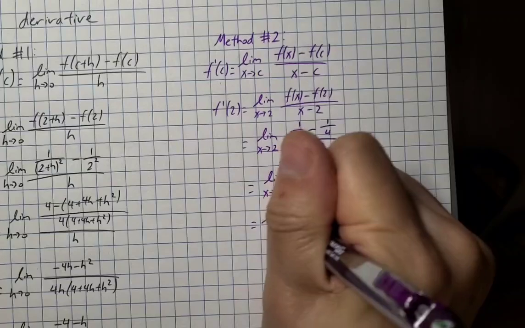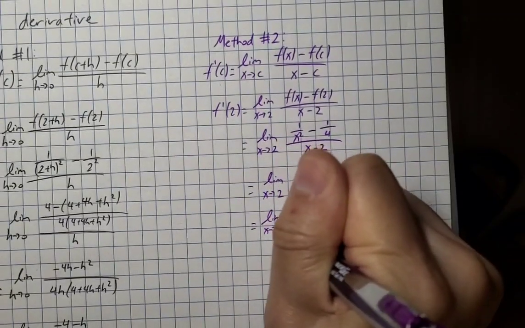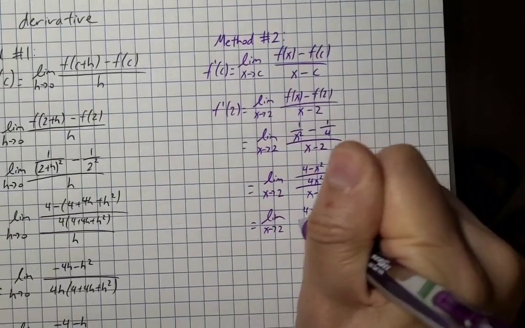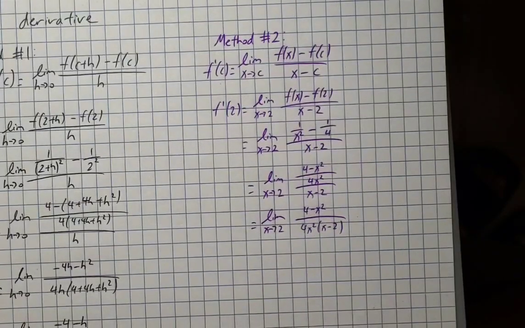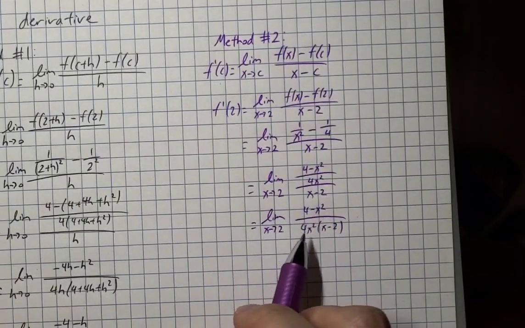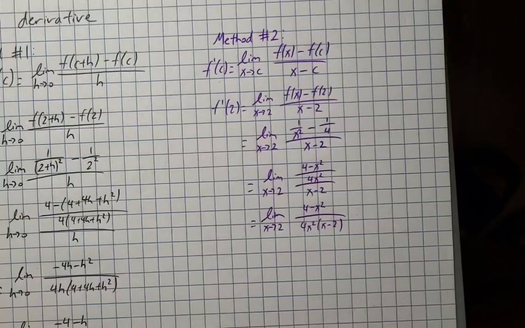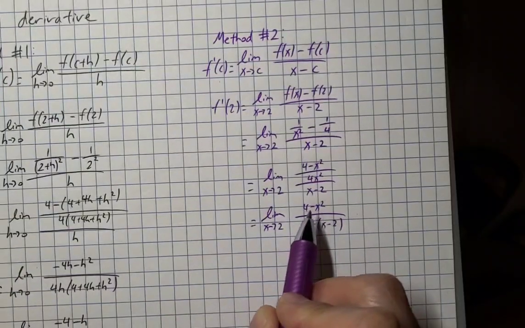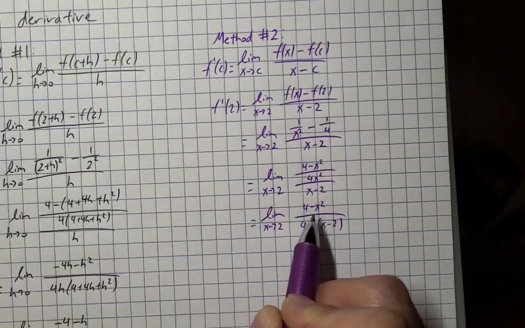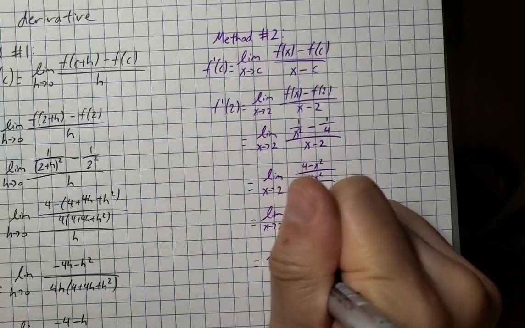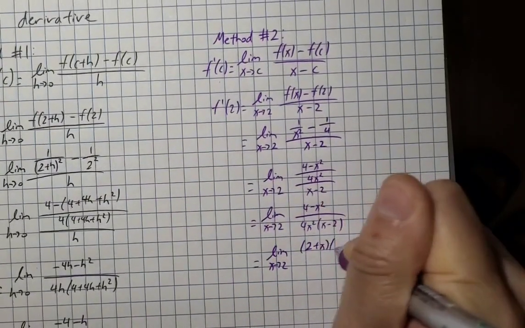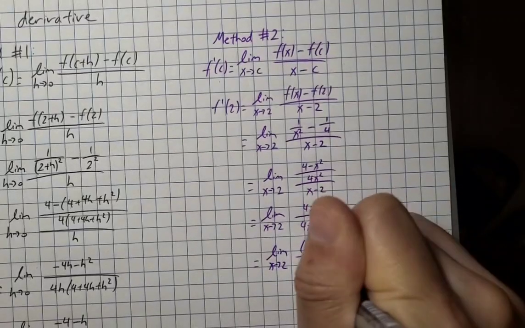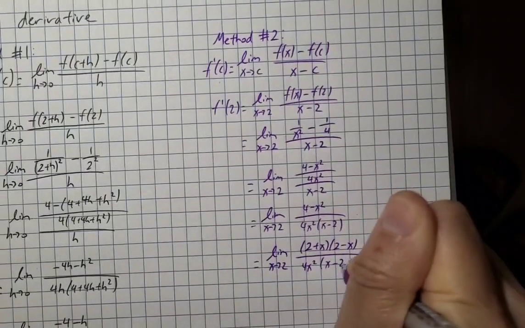Okay, let me rewrite this as 4 minus x squared over 4x squared, x minus 2. So it's not a complex fraction. I didn't do anything mathematically, I just rewrote it. Okay. Now I can factor the top. It's a difference of 2 squares. We know how to factor that very well. That is 2 plus x, 2 minus x over 4x squared, x minus 2.